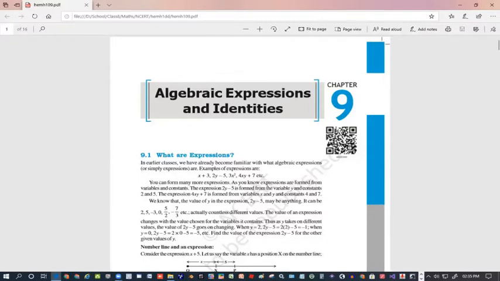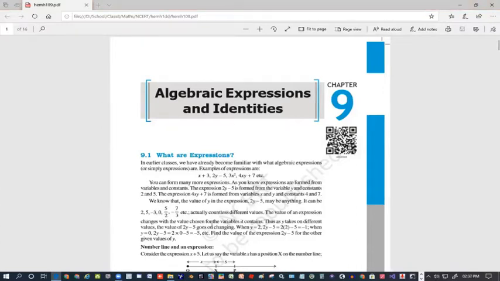As you know, expressions are formed from variables and constants. So these are called variables and these are constants. The expression 2y minus 5 is formed from the variable y and constants 2 and 5. The expression 4xy plus 7 is formed from variables x and y and constants 4 and 7. We know that the value of y in the expression 2y minus 5 may be anything. It can be 2, 5, minus 3, 0, 5 by 2, 7 by 3, etc.